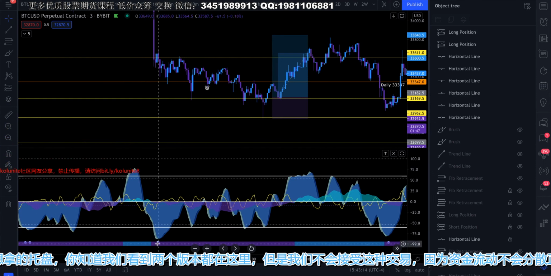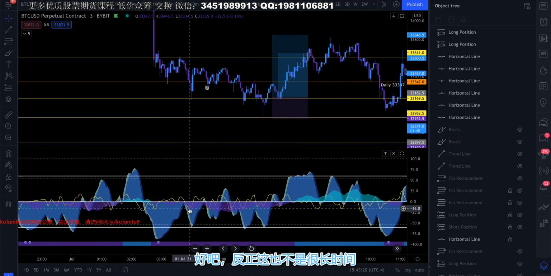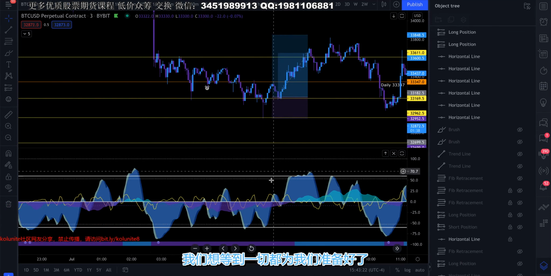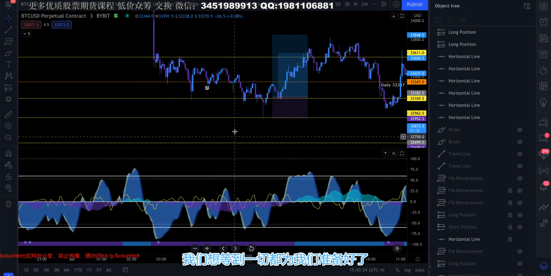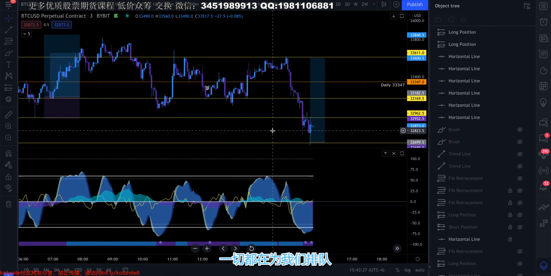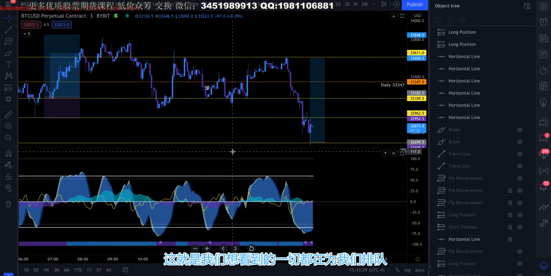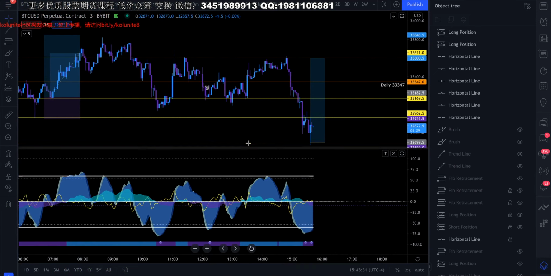And again, we see bullish divergences here, but we wouldn't take this trade because the money flow is not diverging, right? Money flow is coming down, okay? And this wasn't a very good long anyway. We want to wait until we see everything lining up for us.